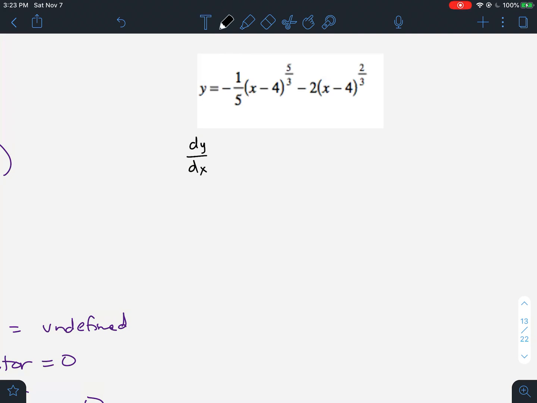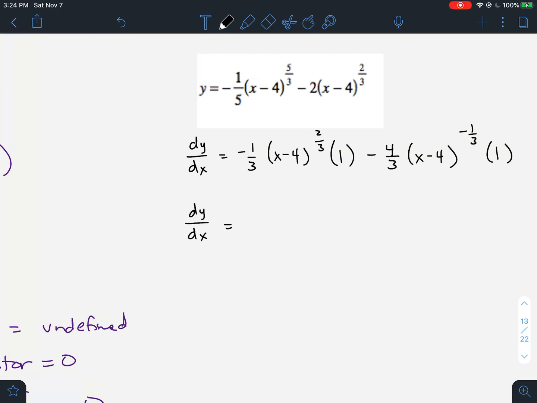All right, let's look at the next one. If I want to take the derivative of this one, the derivative is going to be chain rule on both parts. So multiply by the exponent. -1/5 times 5/3 is going to be -1/3, and then x minus 4 to the 2/3, and then times the derivative of the inside, which is 1. And this is not product or quotient because I'm subtracting. So now I'll multiply by the exponent. So -4/3, leave the inside alone, x minus 4, and then subtract 1 to the -1/3, and then times the derivative of the inside, which is 1.